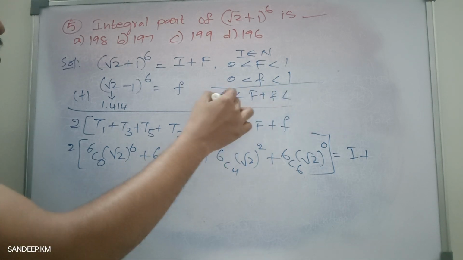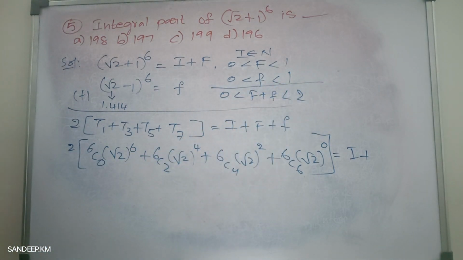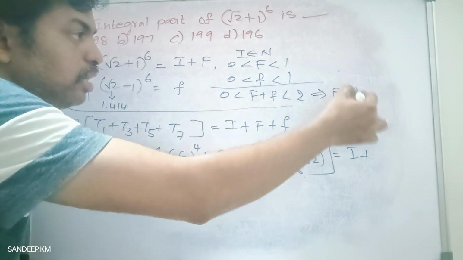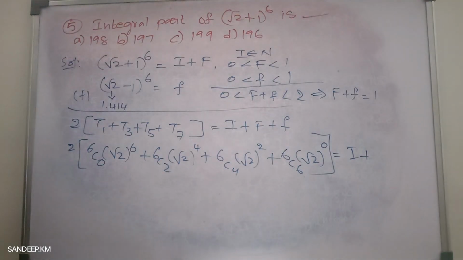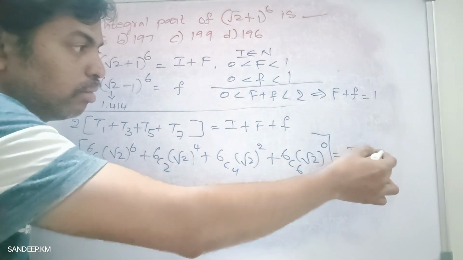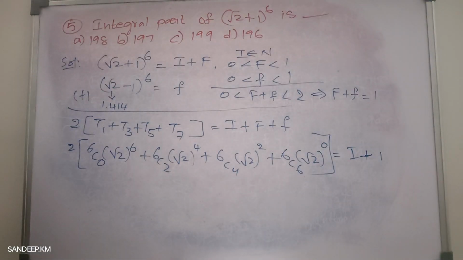is between 0 and 2, and the only integer between 0 and 2 is 1. So capital F plus small f is equal to 1. Okay now. So we have discussed this already. Capital F plus small f is equal to 1. If you want more clarity, then check the previous video.